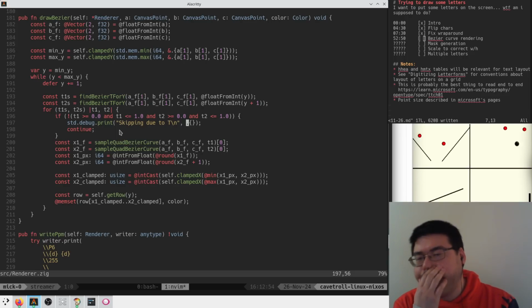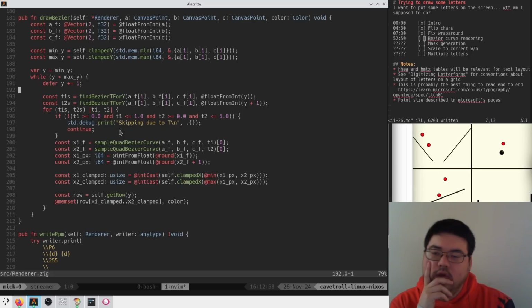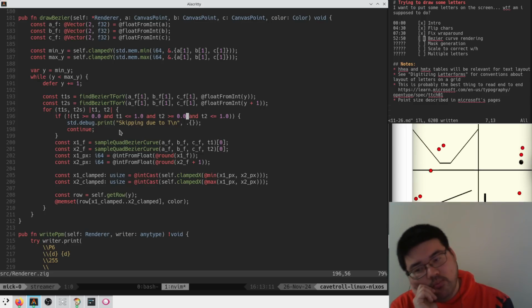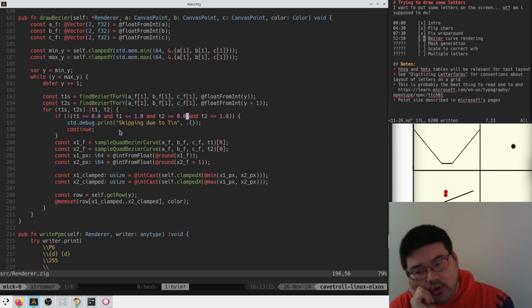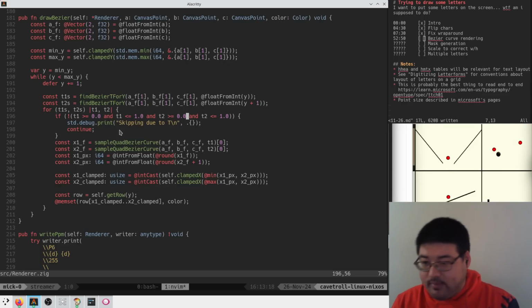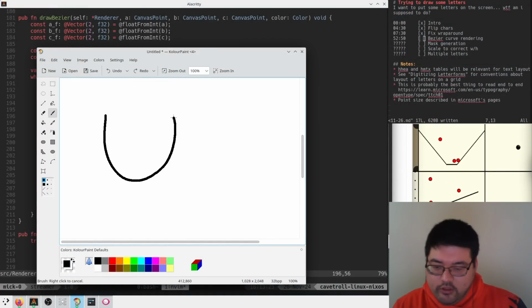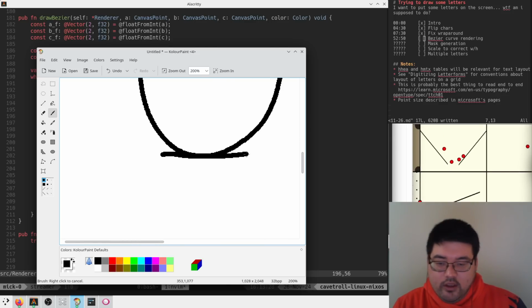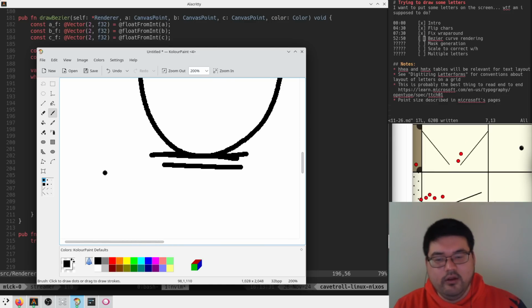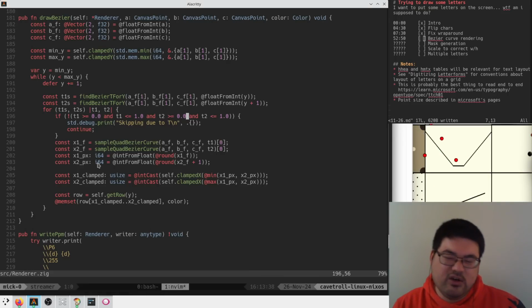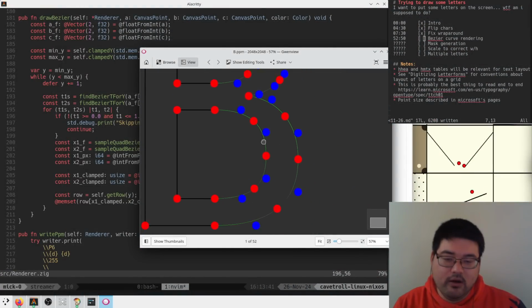So I guess if T2 is NaN, we might just want to say, okay, sample 1 pixel at T1. Because we can imagine for sure a case where we're trying to draw the bottom of this curve down here, right? And we're trying to sample down here as well. And we just can't. But I don't know if that's what I expect to be the problem here.